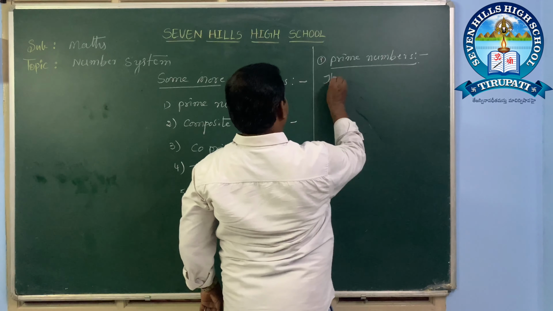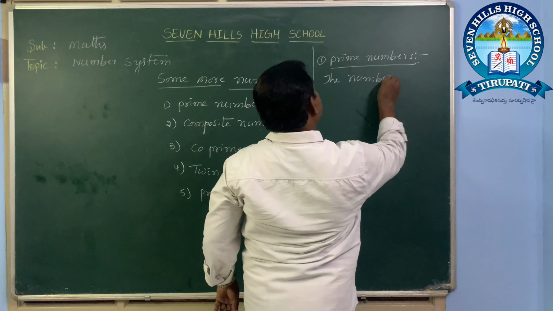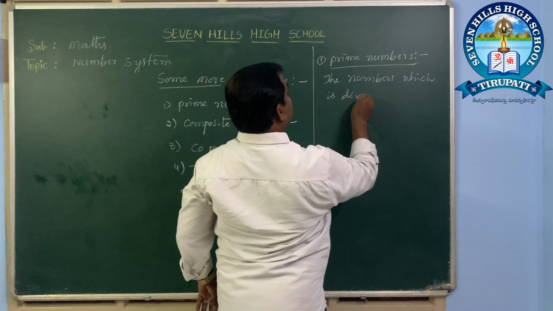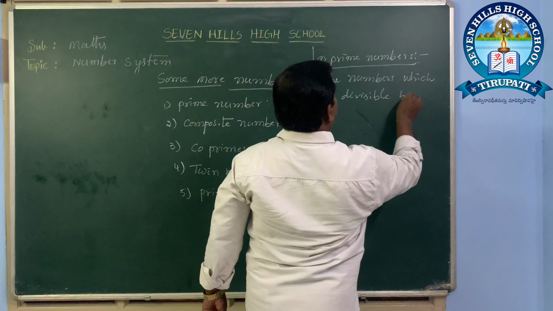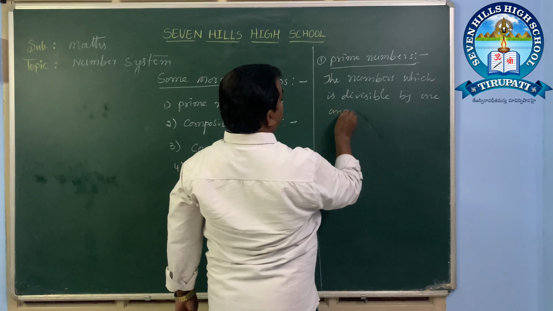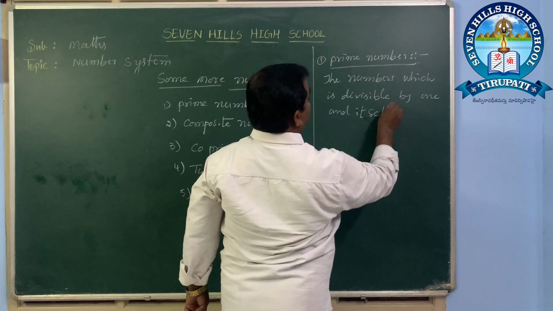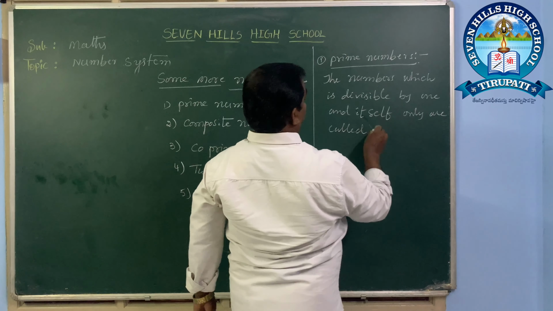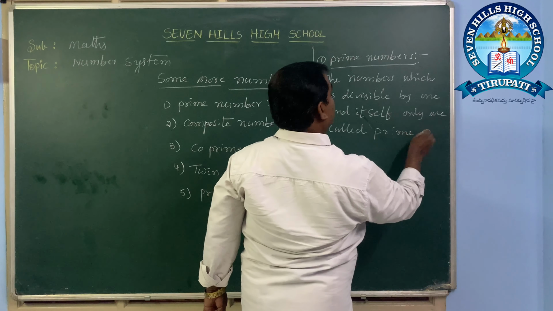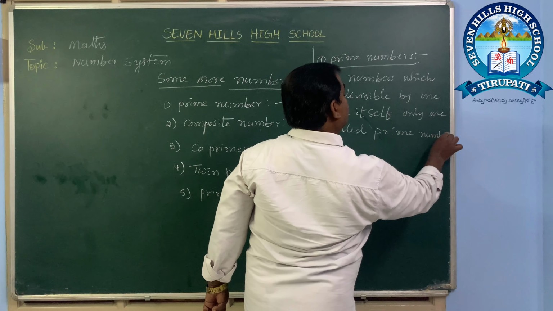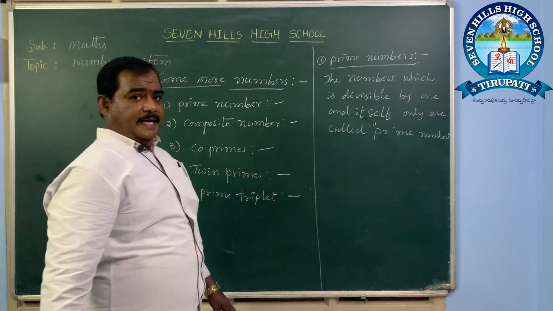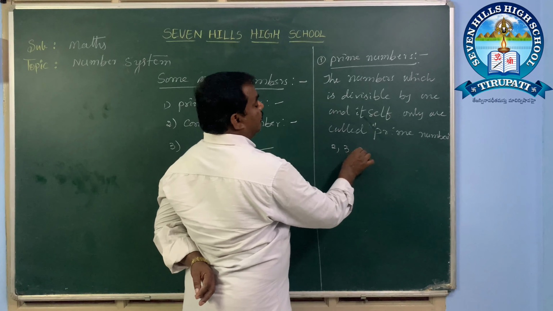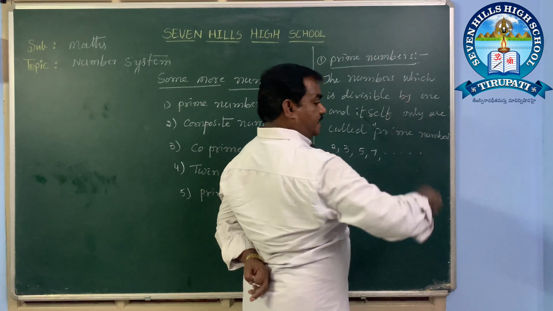The numbers which are divisible by 1 and itself only are called prime numbers. Prime numbers. Example: 2, 3, 5, 7 and so on, like this.